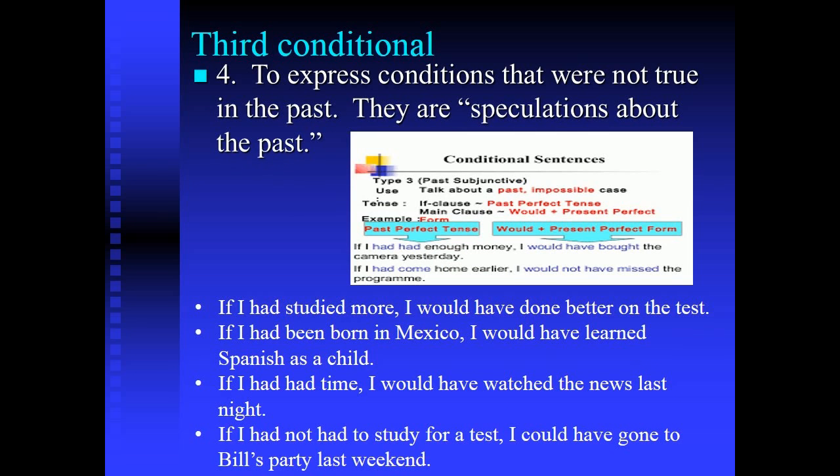Third conditional. 4. To express conditions that were not true in the past. They are speculations about the past. If I had studied more, I would have done better on the test. If I had been born in Mexico, I would have learned Spanish as a child. If I had had time, I would have watched the news last night. If I had not had to study for a test, I could have gone to Bill's party last weekend.